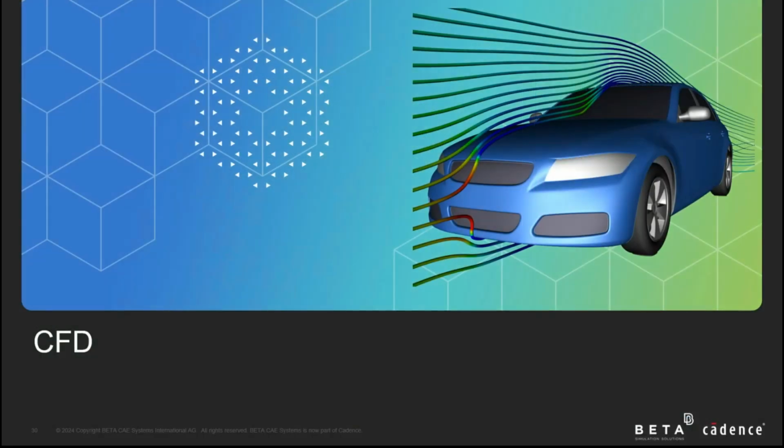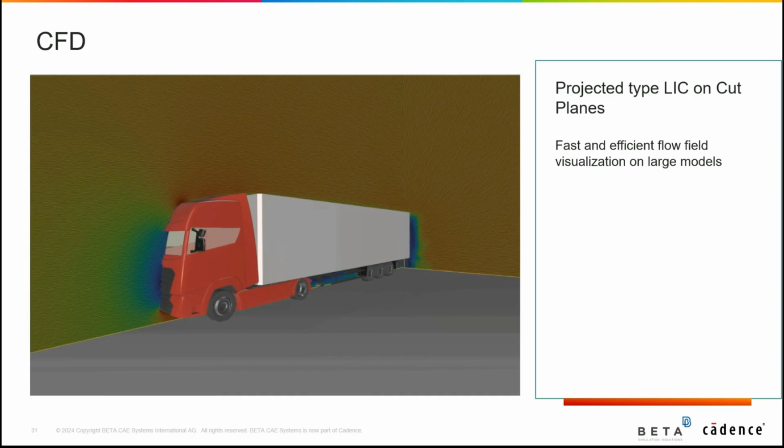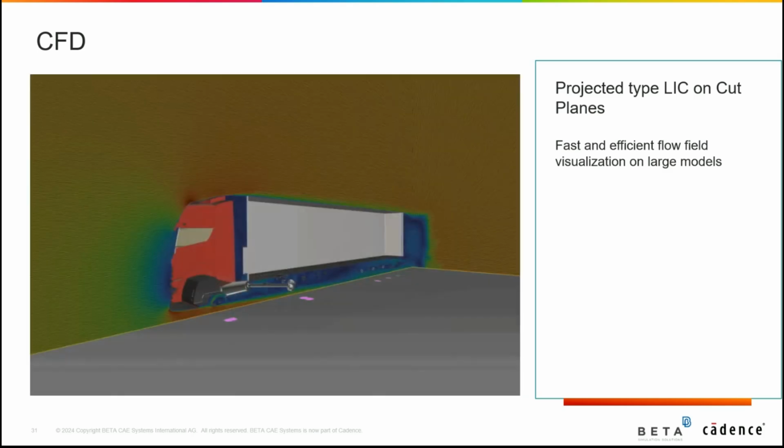Moving on to CFD. Projected type line integral convolution on cut planes is now supported, allowing for quick and efficient flow field visualization on large models.